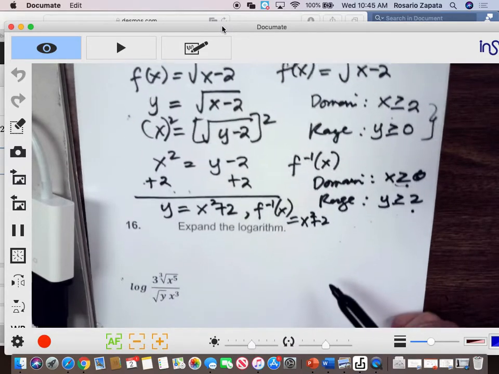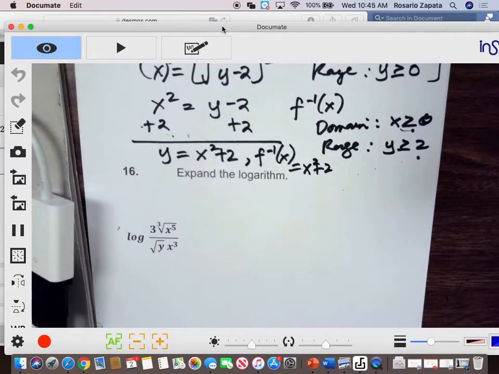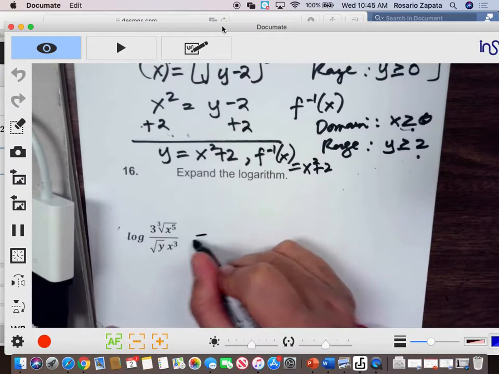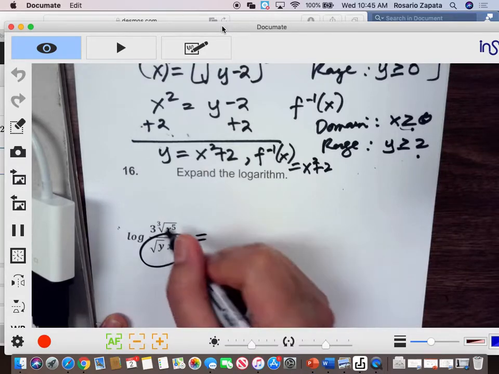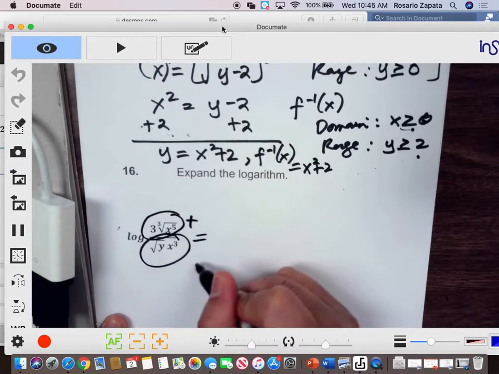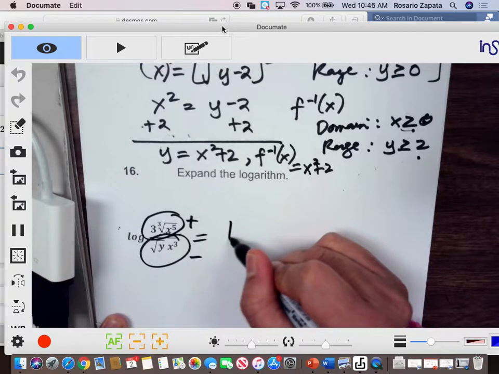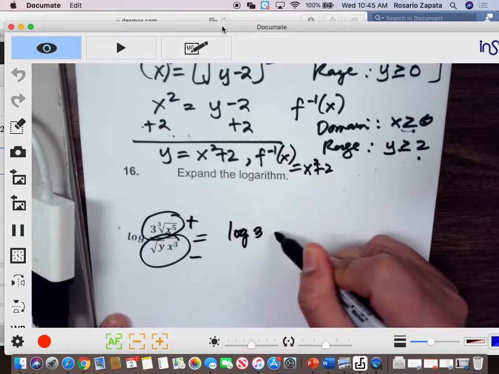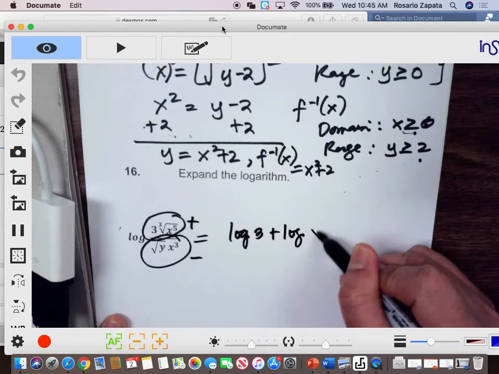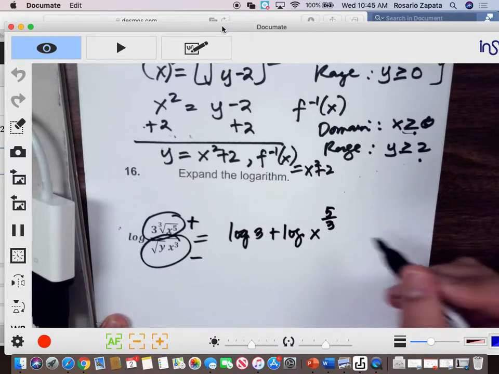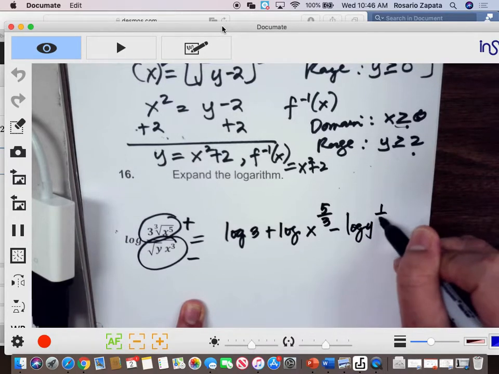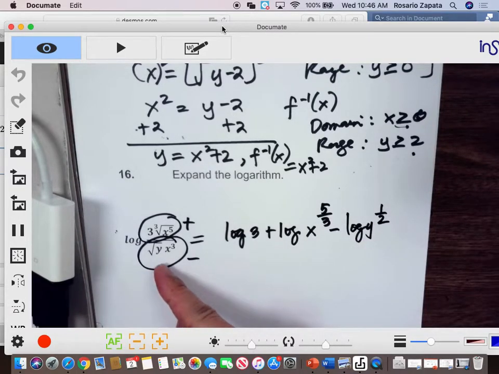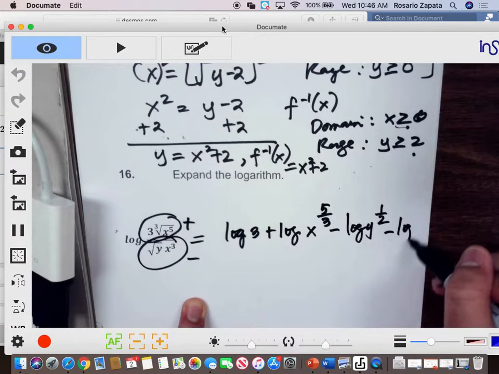Now we will go to the last one, I think: expand the logarithm. Remember, expanding is the opposite of condensing. What did I tell you about division? They will be subtraction. Numerators will be addition. So if I expand, this is log 3 plus log of x raised to 5/3. Since these are denominators, minus log of y raised to 1/2, since square root means the exponent is 1/2, minus log of x cubed.